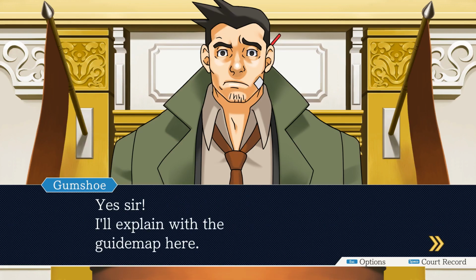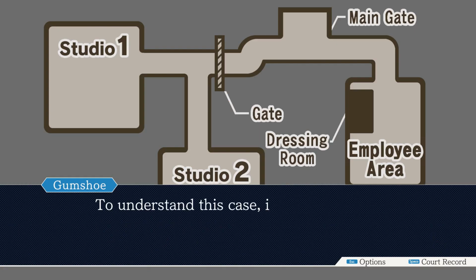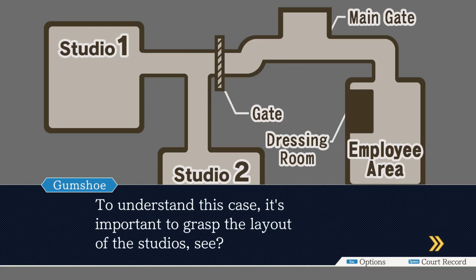Yes, sir. I'll explain with the guide map here. To understand this case, it's important to grasp the layout of the studios.